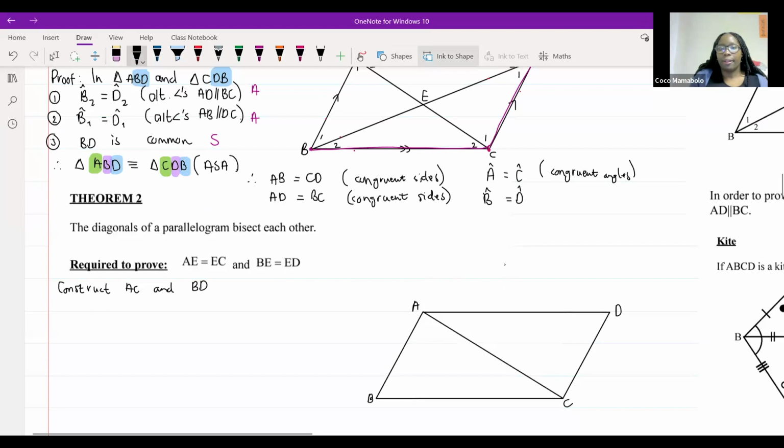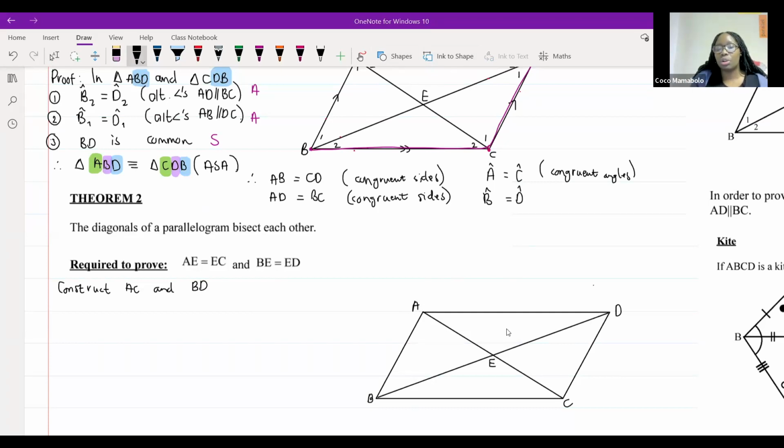All right, we're going to construct line AC and BD. Now, Kat, we absolutely can name the middle E. I hope it was Kat who asked, I can't remember. Then we're going to name the middle E.